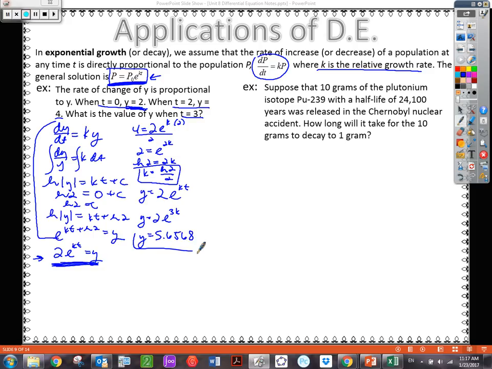5.6568. And that is our very first exponential growth problem. All right, let's look at the second problem for today. Suppose that 10 grams of the plutonium isotope Pu-239, which has a half-life of 24,100 years, was released in the Chernobyl nuclear accident. How long will it take for the 10 grams to decay to 1 gram?